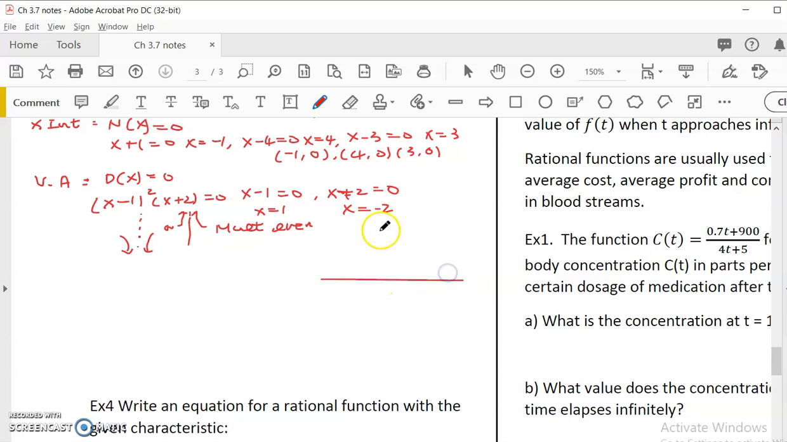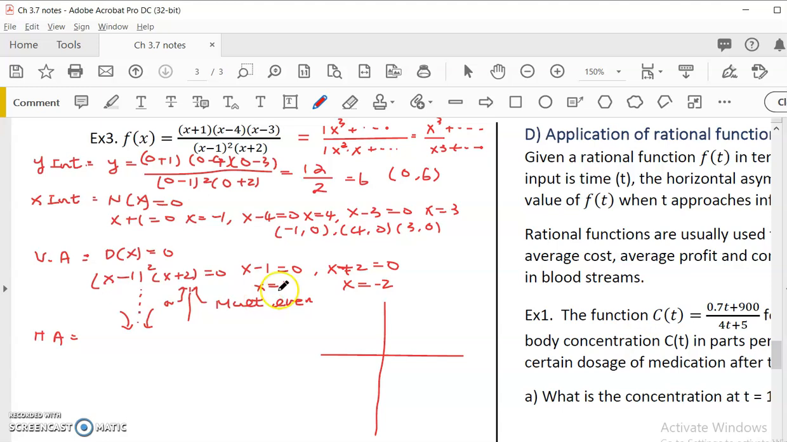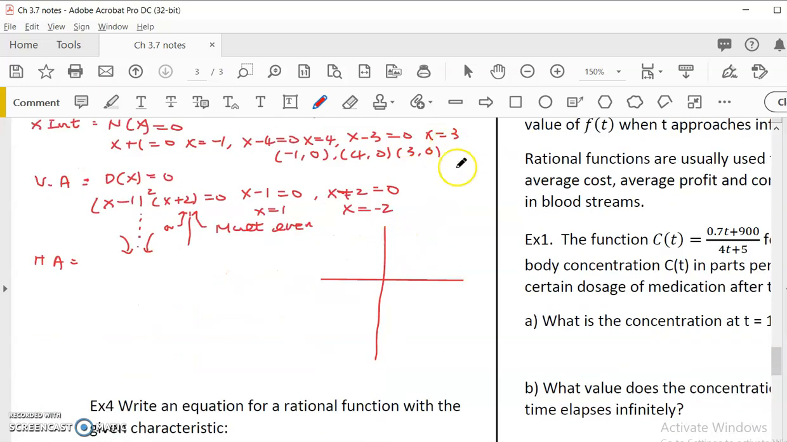So maybe I'll graph the things here. So draw the horizontal. Oh, we haven't done the horizontal asymptote. What about the horizontal asymptote? We say the highest degree is x cubed over x cubed, so degree 3 equal to degree 3. So the horizontal asymptote is a comparison of the leading coefficients, 1 over 1, y equal to 1 over 1 equal to 1. So we have a dotted line y equal to 1. And then we have x equal to 1 and x equal to negative 2.